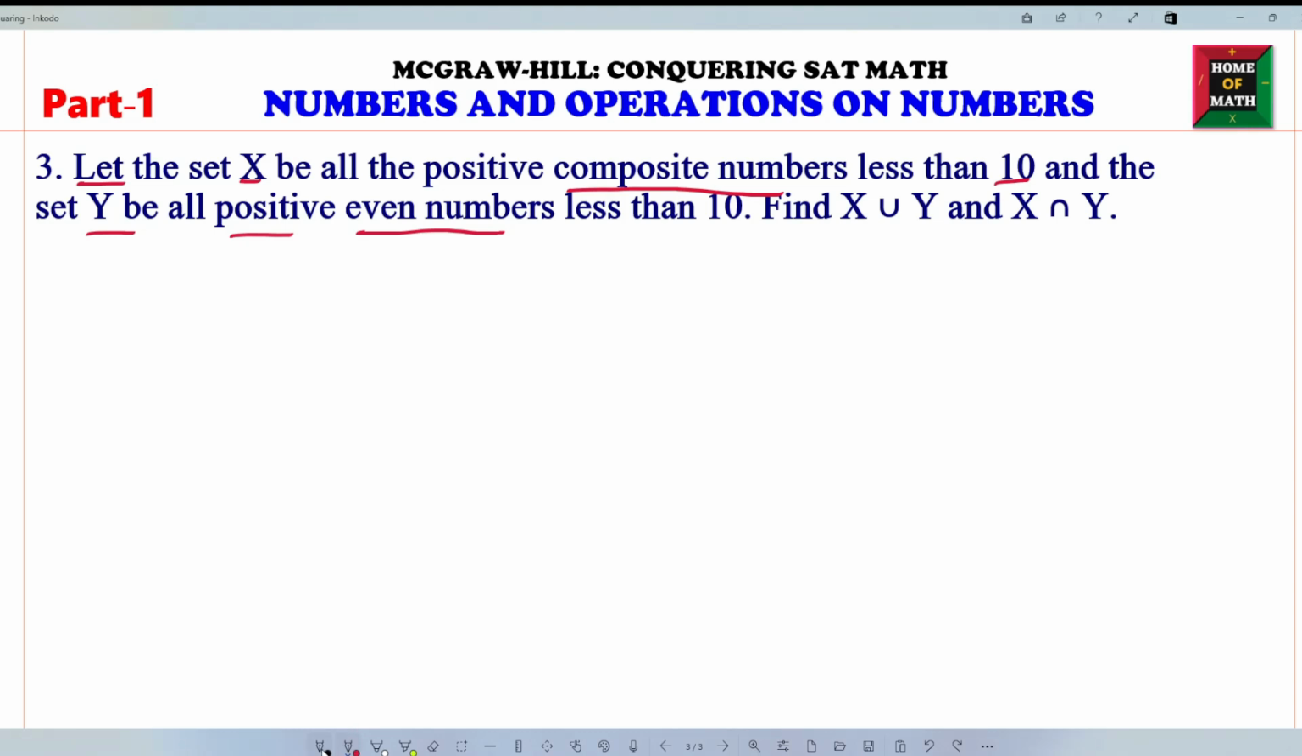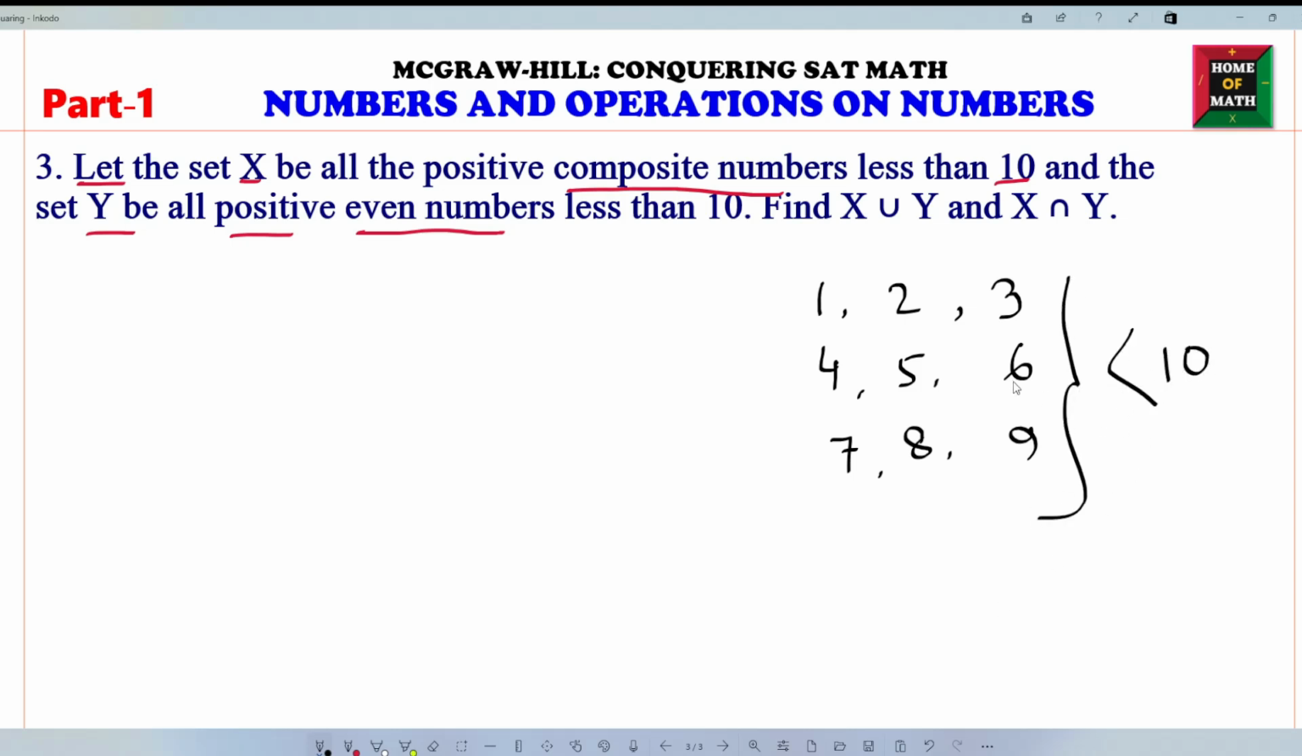Here are 2 questions. The first one is composite numbers less than 10. So what is a composite number? Suppose 1, 2, 3, 4, 5, 6, 7, 8, 9. Okay, all are less than 10. It's not saying less than or equal, it's less than.